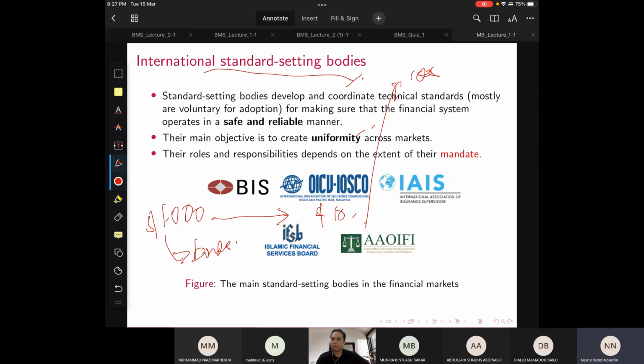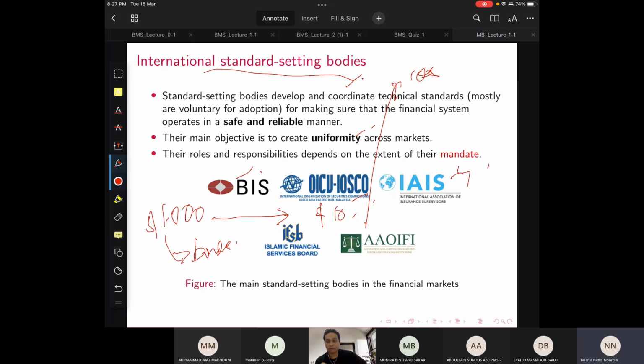So you have, for example, I think you get to know this, the Bank for International Settlements, BIS. They have a Basel Committee that looks at the banking sector specifically, and then you have IOSCO that oversees and supervises the capital markets. You have this IS, right?